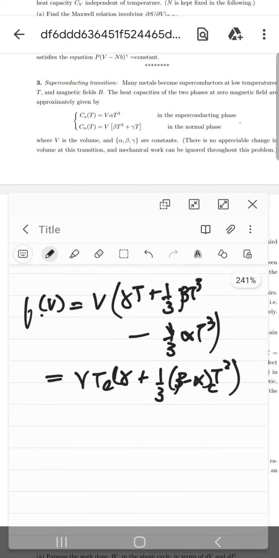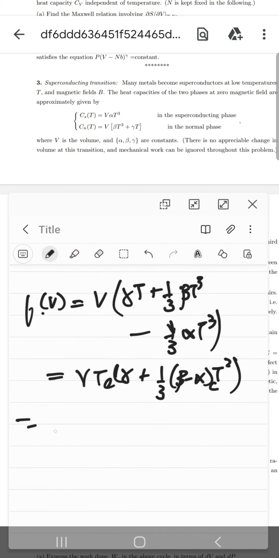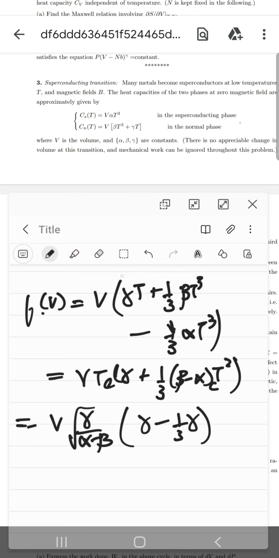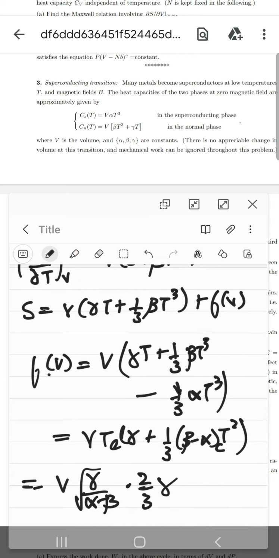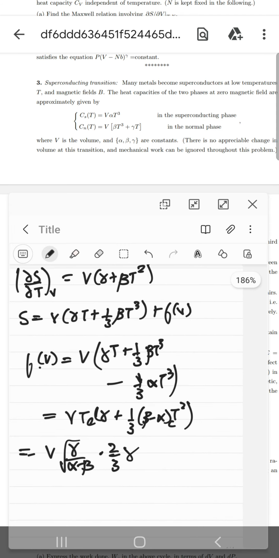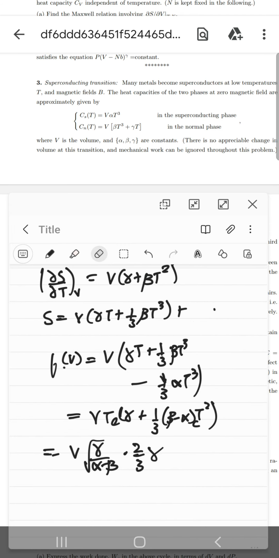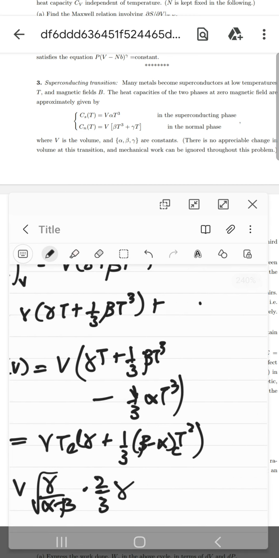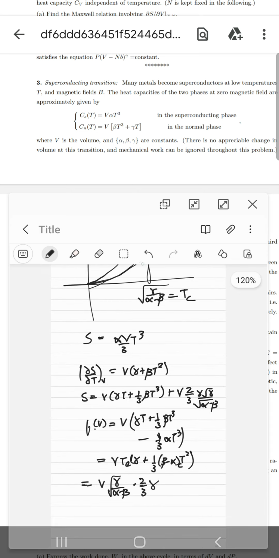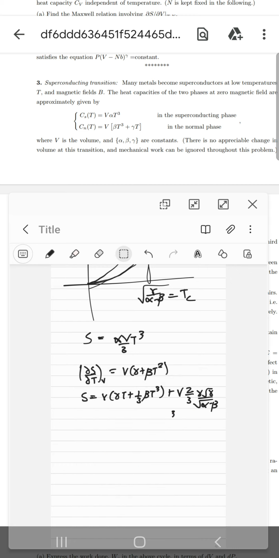So just using continuity you can get this done, right? So this is just v times square root of gamma upon alpha minus beta, times gamma minus, guess what, 1/3 gamma. It's just 2/3 gamma over there. And so now you actually have what this f of v should be, and so it's just this quantity. It's just volume times this whole bizarre thing. So that's your entropy for the other case.